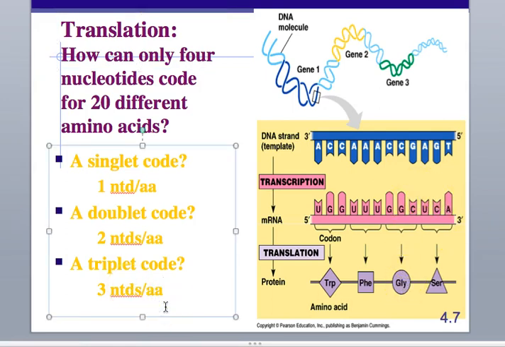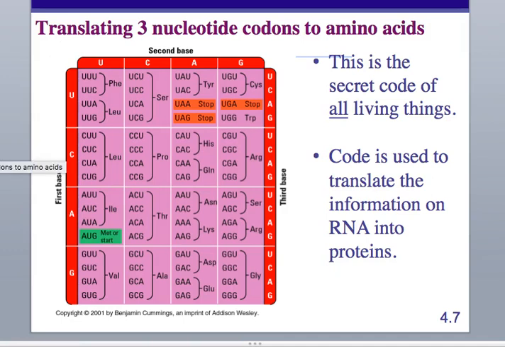If one nucleotide coded for one amino acid, you could only have 4 amino acids. If you have a doublet code where you have 2 nucleotides coding for an amino acid, you can only have 16 different amino acids. But a triplet code, where you have 3 different things, can give you 64 different possible combinations. Well, it turns out we only need 20 because there are only 20 amino acids.